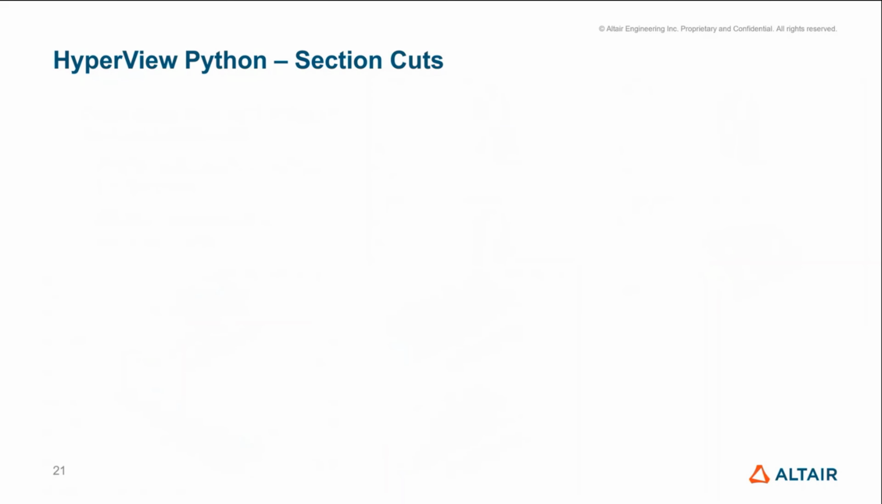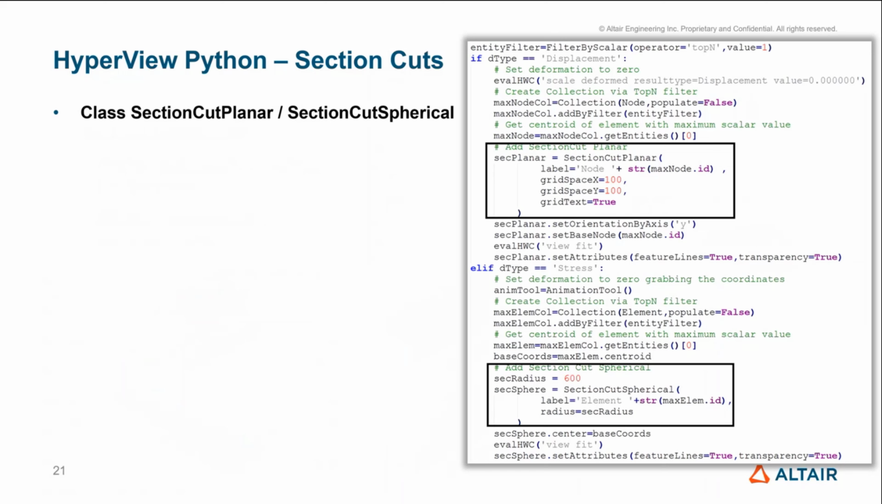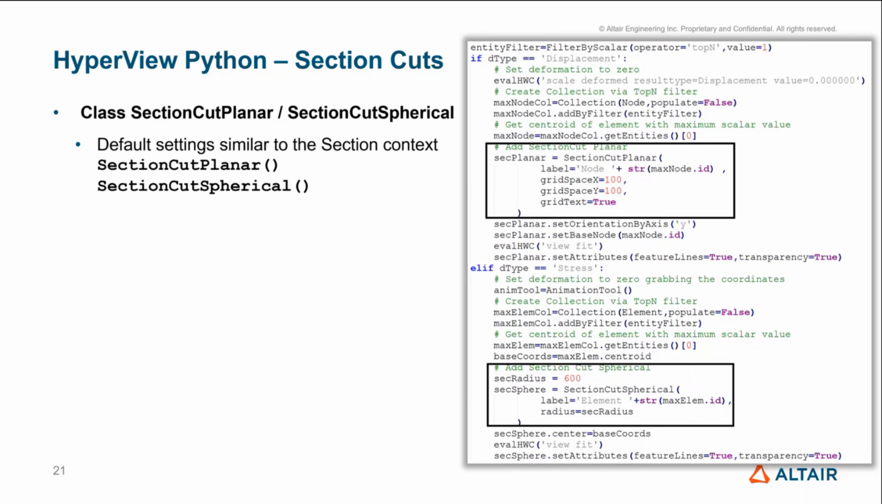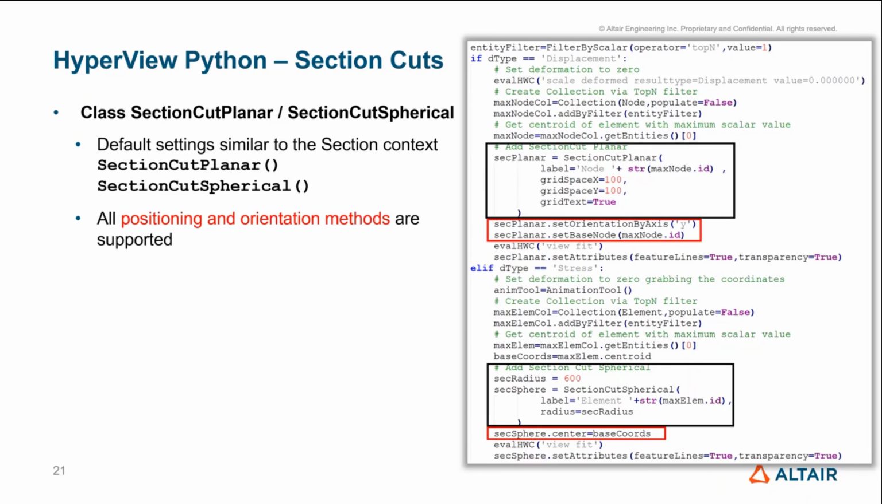How will this happen? First I create the section cut here. I show you that you cannot just create the section cut right away, but also add some settings to it. Here you see the classes for planar and spherical. Please be aware, you can simply create a planar or spherical section cut, and you get exactly what you get when you add one in the GUI, with all the defaults placed at the center of the model, and orientation exactly the same. So it makes life very easy.